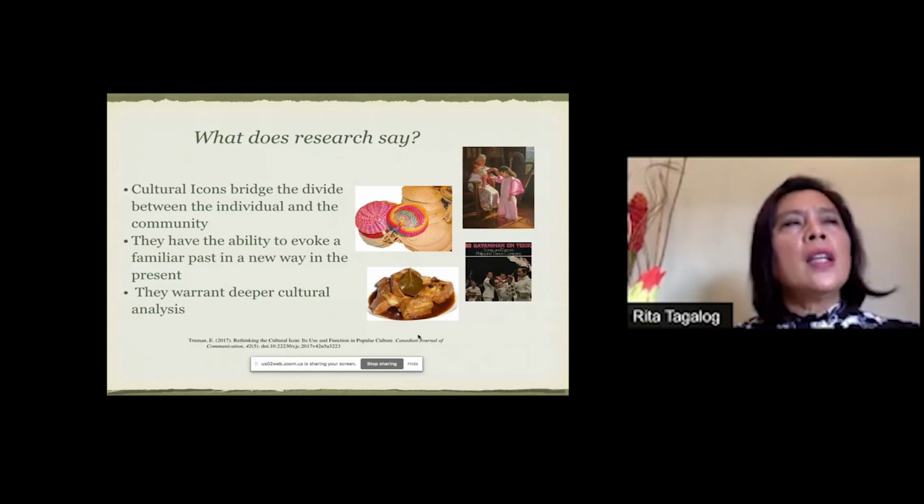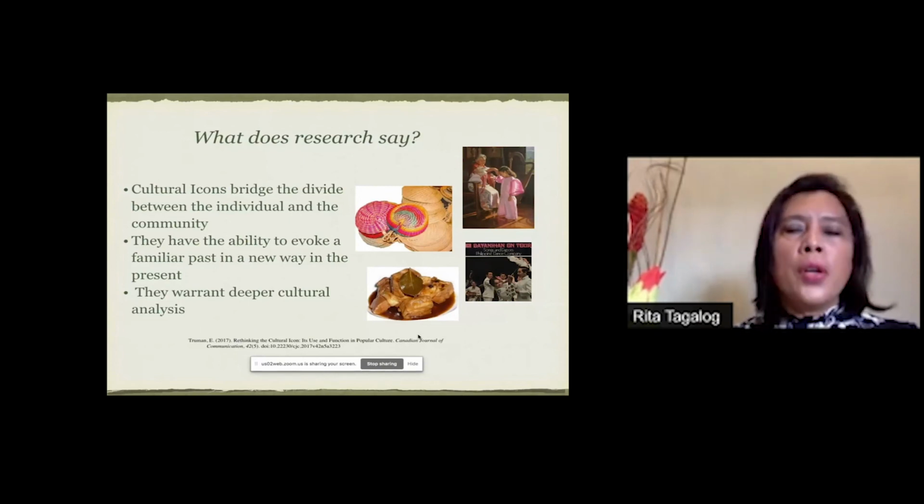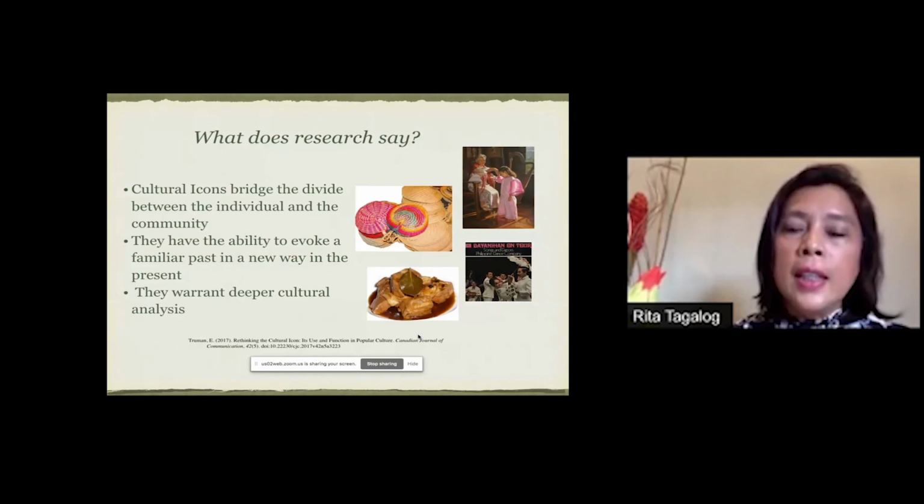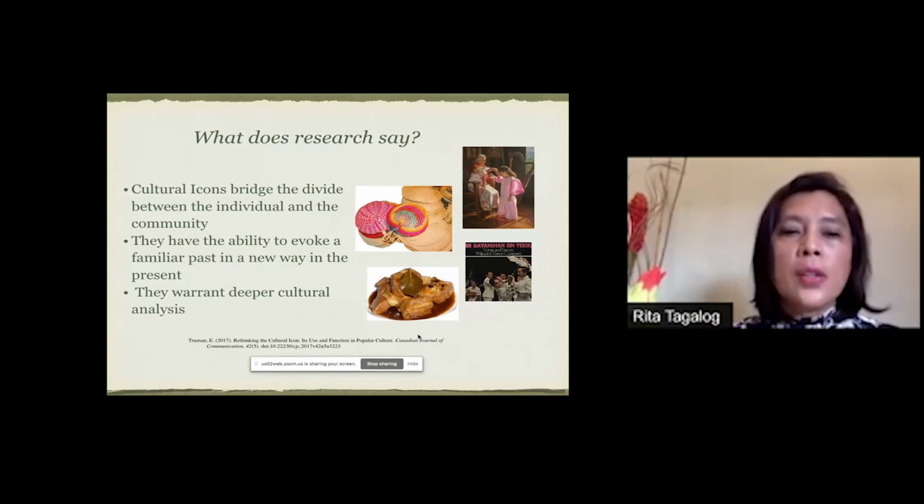If you remember the latest news, due to the pandemic, we are not allowed anymore to shake hands, but we can make use of our own way of greeting or welcoming by putting our hands on our chest. Then that would be a very good example of keeping in touch with our culture. Okay, because culture has the ability to evoke a familiar past in a new way in the present. No? And although this warrants a deeper cultural analysis, with the study made by the organizers in keeping, reviewing and finalizing the cultural icons, we are assured that these icons really represent the Filipino culture.